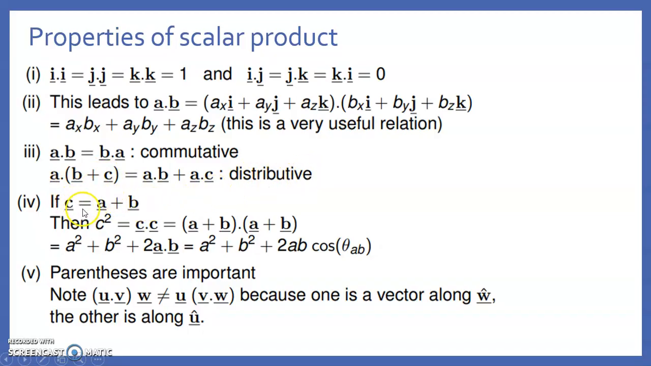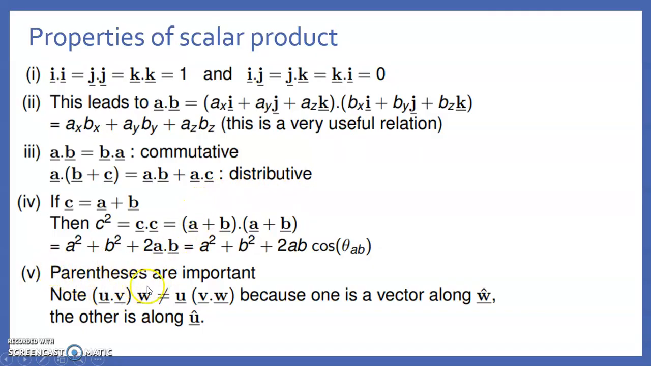Here you see the C vector is the addition of the A vector plus the B vector. We are going to take the dot product C dot C, then it is C square. Here (A plus B) dot (A plus B) means A dot A, you get A square, B dot B, you get B square. For the cross terms, what you have to do? First, for B dot A, it is AB cos theta. Then for A dot B, you get AB cos theta. If you add these two things, you get 2AB cos theta.